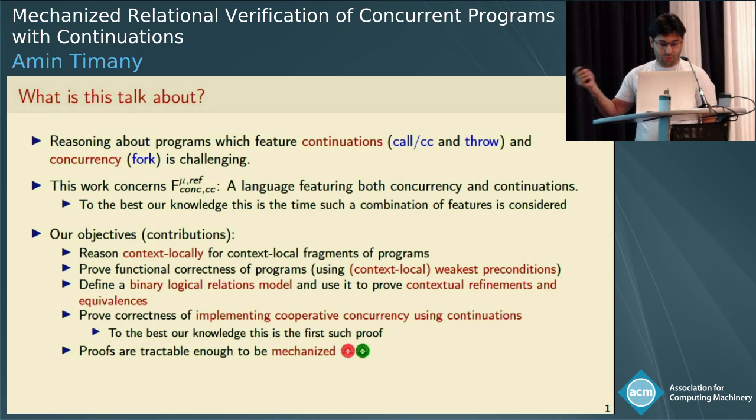And we want to verify correctness of programs. We want to set up logical relations and prove contextual refinements of programs. One other objective was to prove correctness of implementation of cooperative concurrency with continuations, something that is quite well known. Another criterion for us was to get these proofs at a high enough level of abstraction that they are simple enough to mechanize. And in fact, we have done this. Everything that I present here and is in the paper is formalized in Coq.